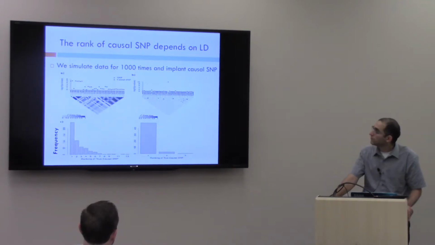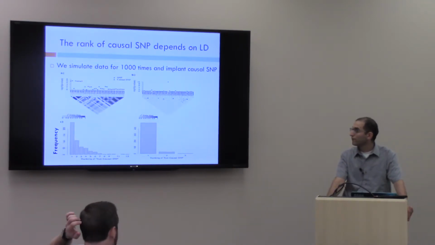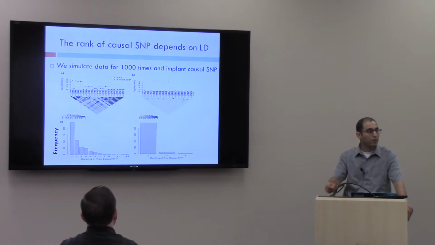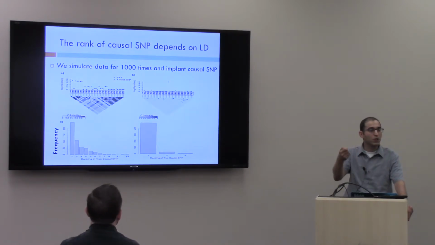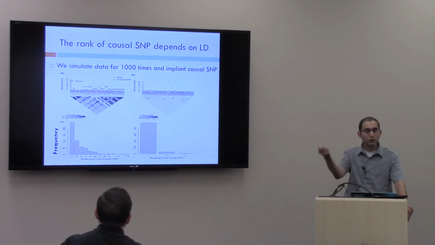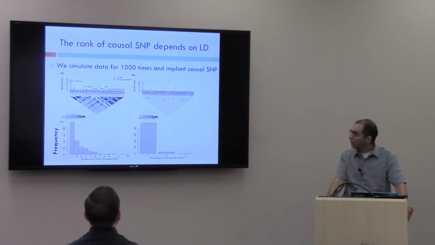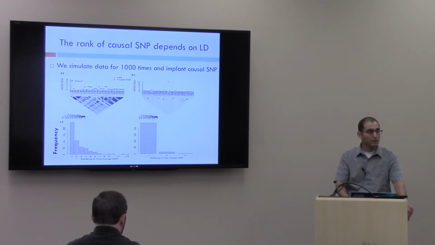So we did a simulation, and we took two different regions, one where the LD is very complicated, and another where the LD is very simple. And we implanted one SNP to be causal. We want to see what the rank of the causal SNP is in these two different scenarios. You can see that when the LD is simple, a significant amount of the time the causal variant is rank 1. It means that the methods running on simple LD, assuming that the most significant SNP is causal, will work fine.